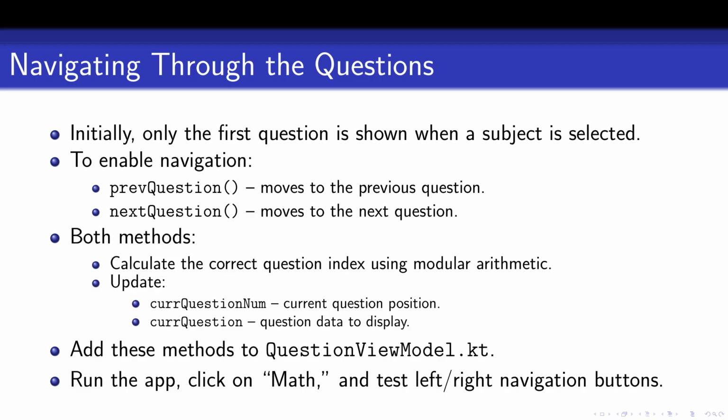To add navigation between questions, we implement two new functions in the ViewModel, PrevQuestion and NextQuestion. These methods use the modulo operator to cycle through the list of questions. They update the current question number and the question itself, ensuring the UI displays the correct data. After adding this, selecting Math and using the left or right arrows will let you move through questions interactively.